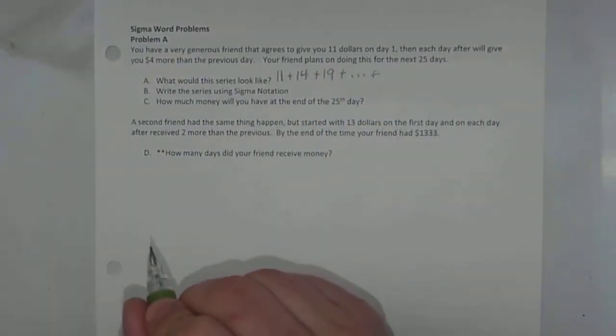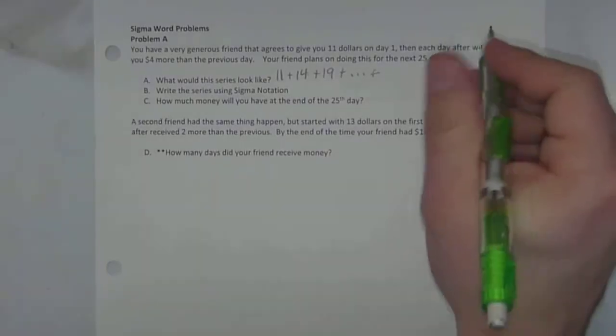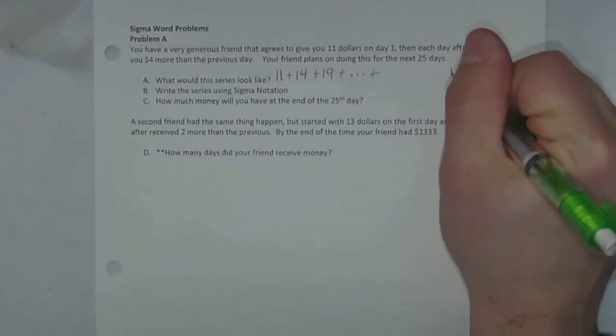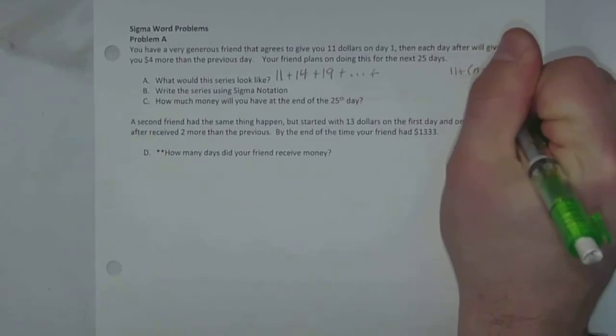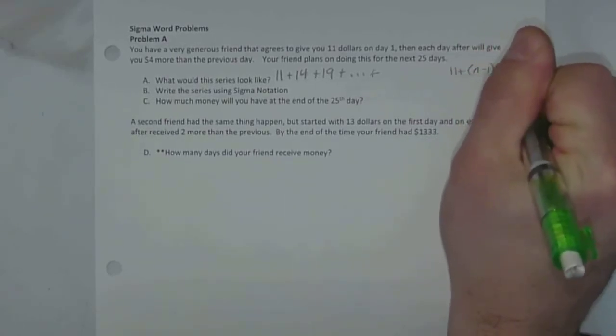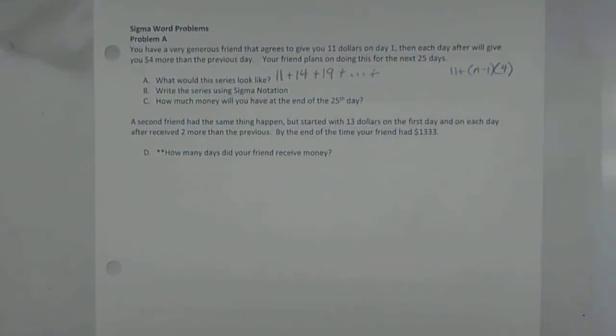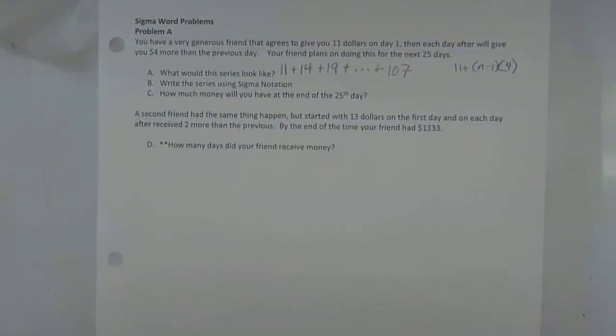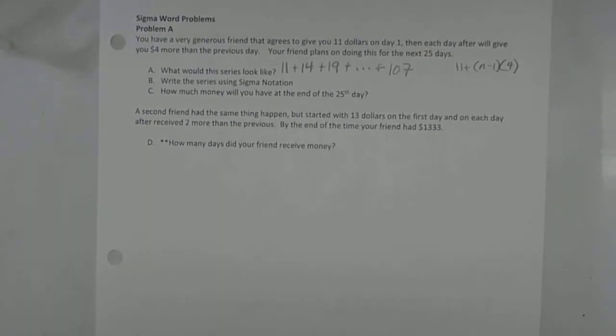This is an arithmetic sequence. And so I'm going to use the rule, our first term plus n minus 1 times our common difference, which is 4 in this case. So when I plug in 25 for n, I'm going to have 24 times 4 plus 11, and that's going to give me 107. That would be what the series looks like.